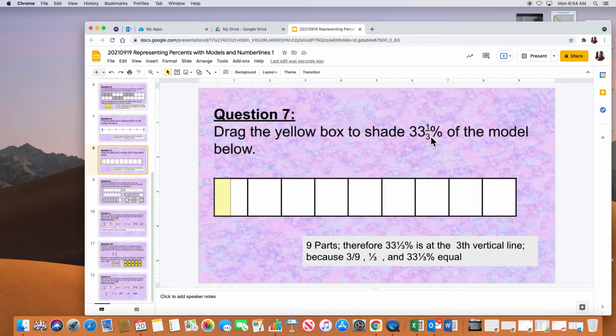33 1/3. We know that that's 1/3. And if there's 9 parts, 1/3 equals how many 9ths? 3 to 9 goes 3 times, so 3 times 1 is 3, so we have to move this over to the third one.